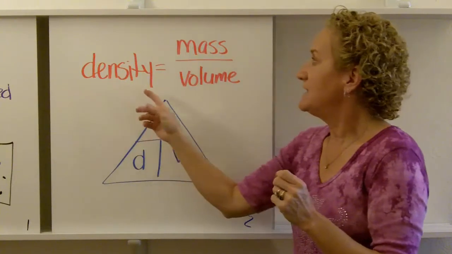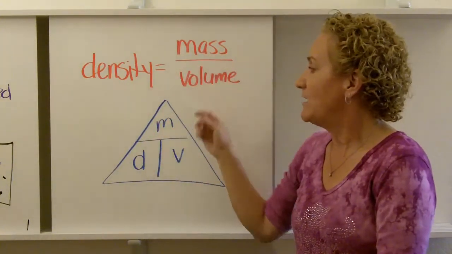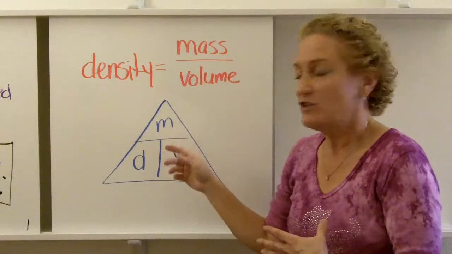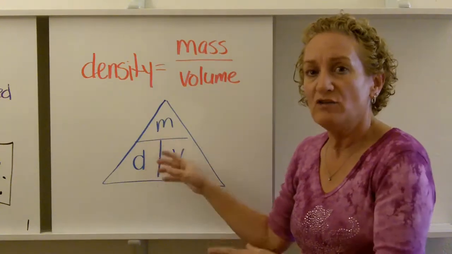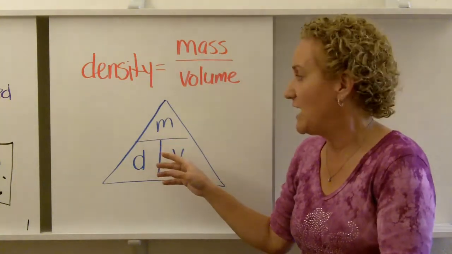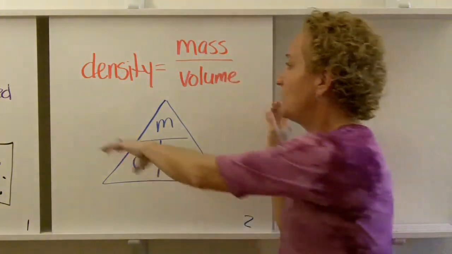And mathematically, density is mass divided by volume. Remember, this line means divided by. For those of you who like magic triangles, density is mass divided by volume. And you know how to use a magic triangle, so I won't go into teaching you that. But if you need a magic triangle, there it is. Density is mass divided by volume.